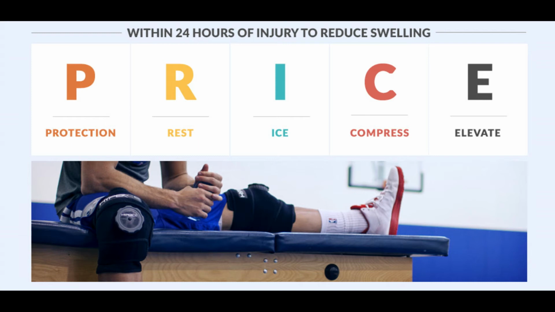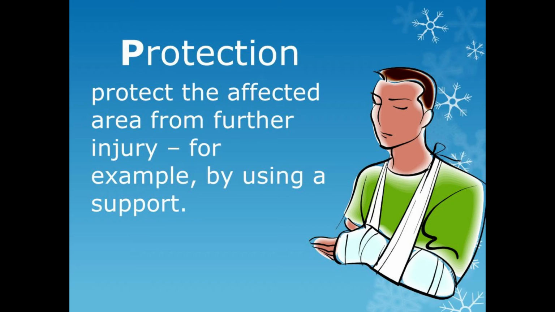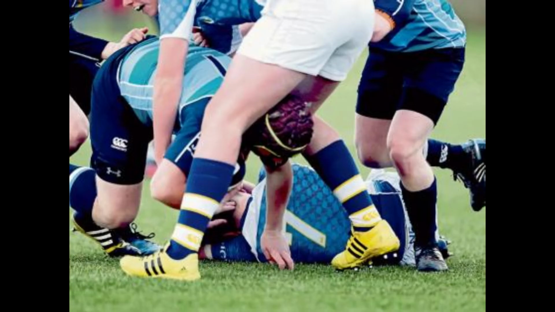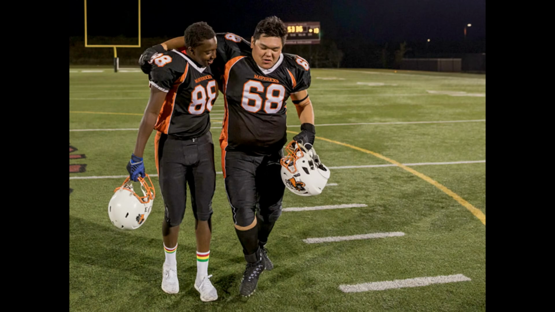PRICE: P for protection, R for rest, I for ice, C for compression, and E for elevation. So P, protection. Protect the injured area of the victim from further injury by providing support to him. If he fell down on the ground, protect that area so that someone does not come and bump into it again. Give support to him and move aside to a safe area. So firstly, you have to protect that area.